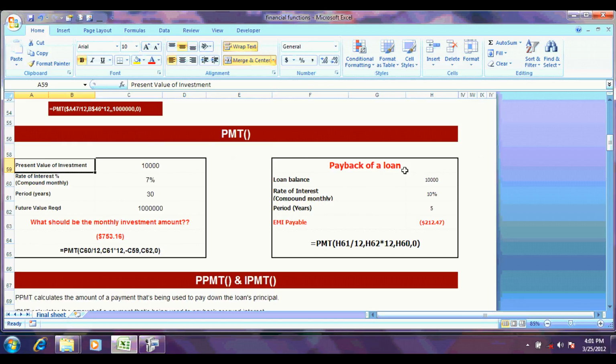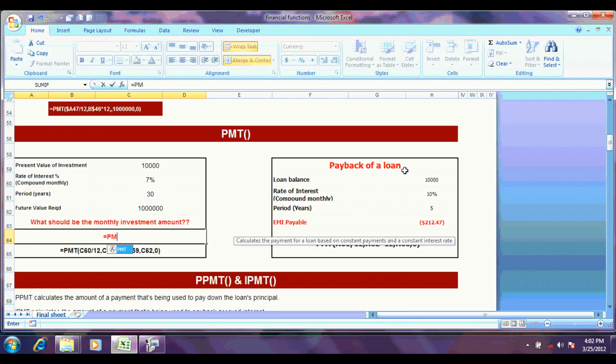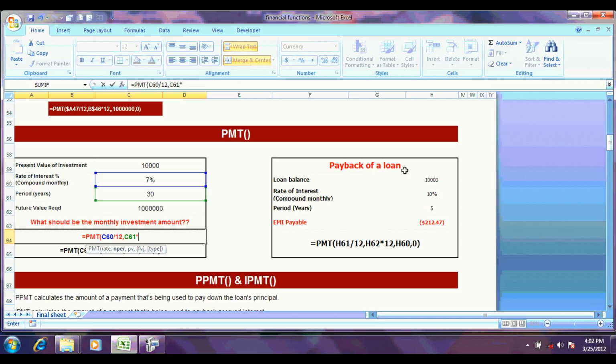So present value of an investment is around 10,000 rupees, interest rate 7%, period 30, future value required is 1 million. So what should be the monthly investment amount? Equal to PMT, rate 7% divided by 12, period is 30 into 12, present value is 10,000 and future value is this.